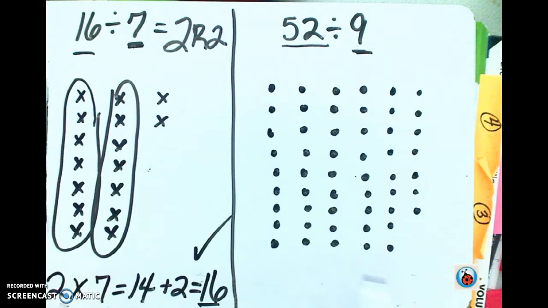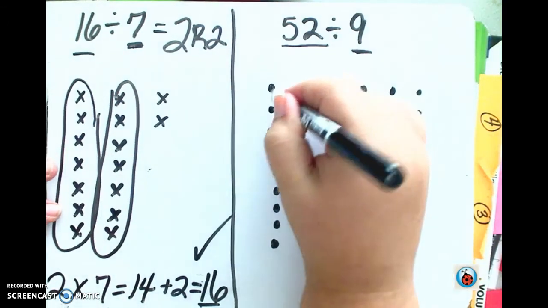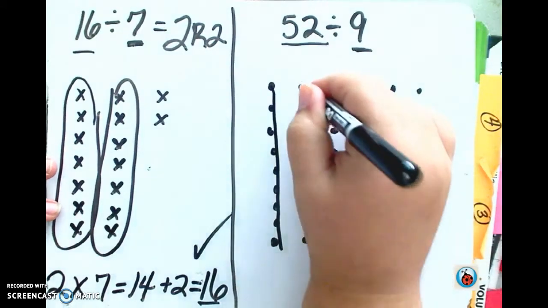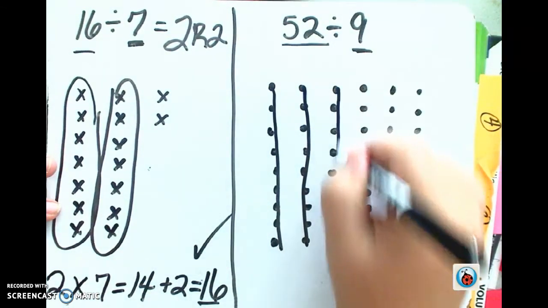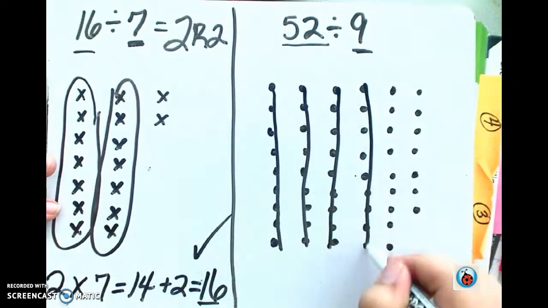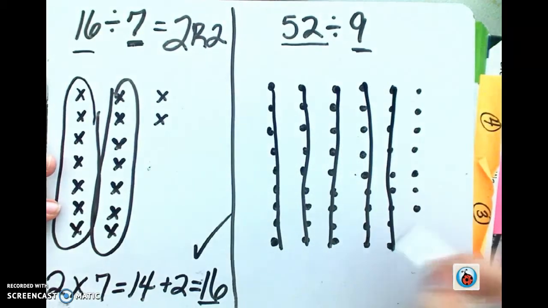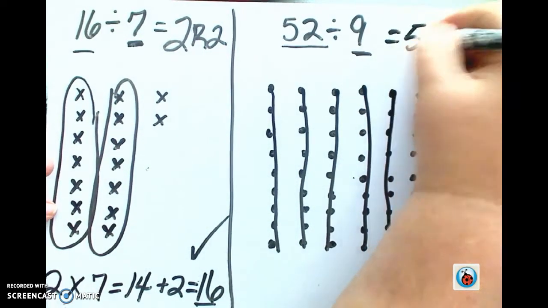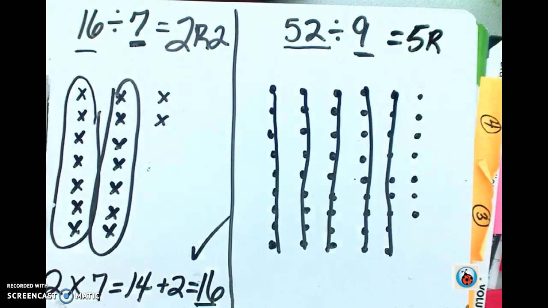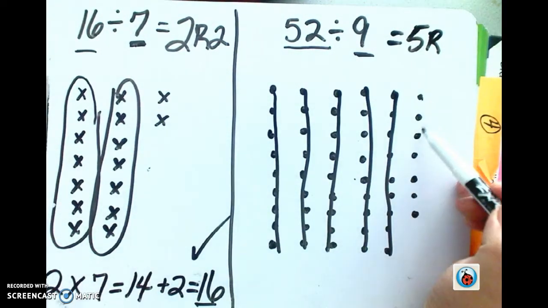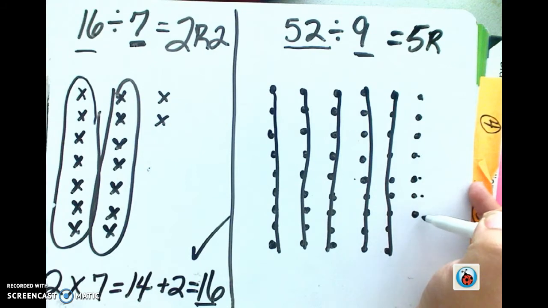So there are 52 dots now, and I notice some of you are drawing lines on your dots in order to make this make sense to you. And that's okay too. So let's see how many groups of 9 there are. Here's 1, you can count with me. 2, 3, 4, 5 total groups. And how many are remaining or left over? 7. 1, 2, 3, 4, 5, 6, 7.